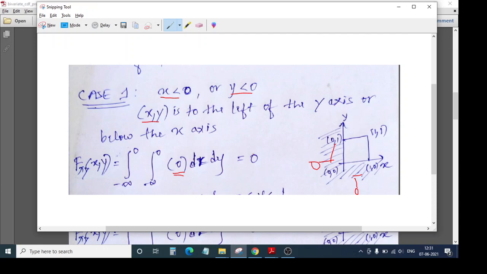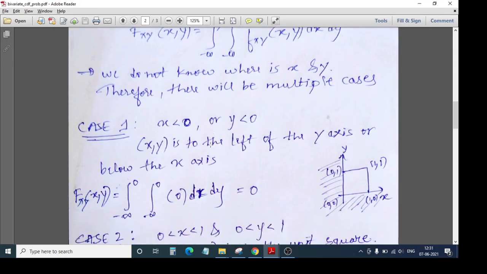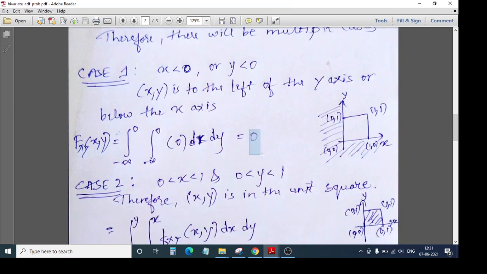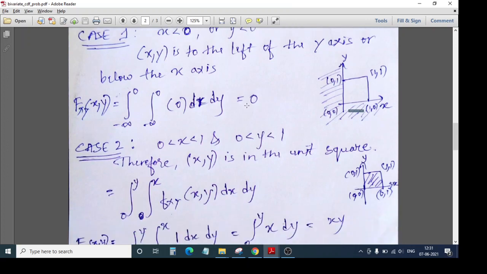So therefore its integration will also be equal to what now? 0. So for case number 1, the value we are getting is 0. Why? Because there is no value in this range. Simple thing.